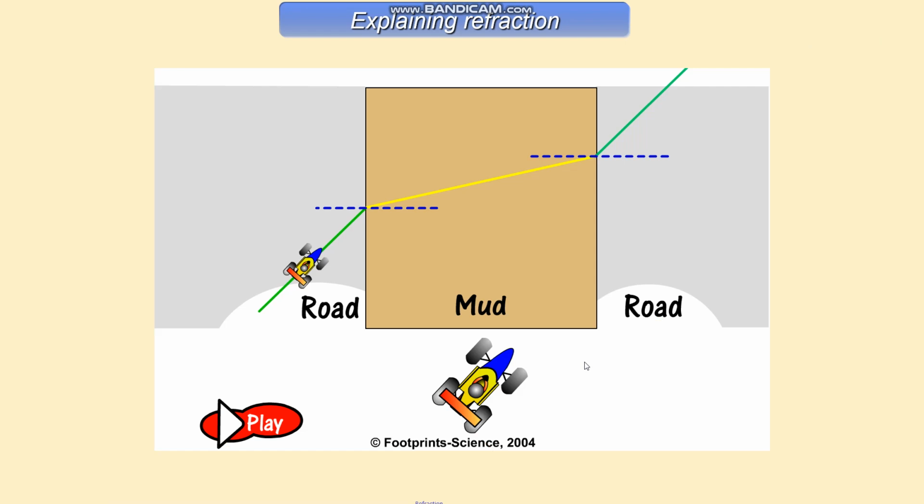We can use a model to help us understand why light bends when it enters a block at an angle. So the road here is going to represent our beam of light, in which case our racing car travelling through air. The mud patch here is representing the glass or plastic block, more dense, harder for the light or car to travel through, and therefore causes it to slow down. So let's have a look then.